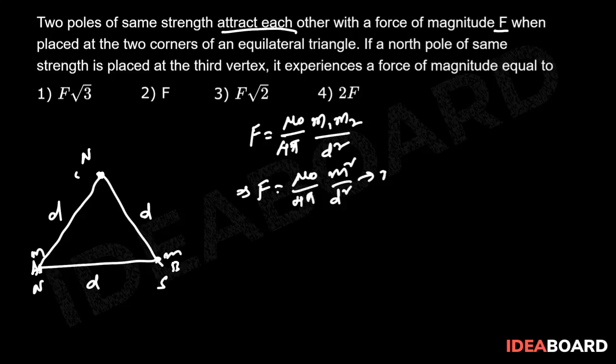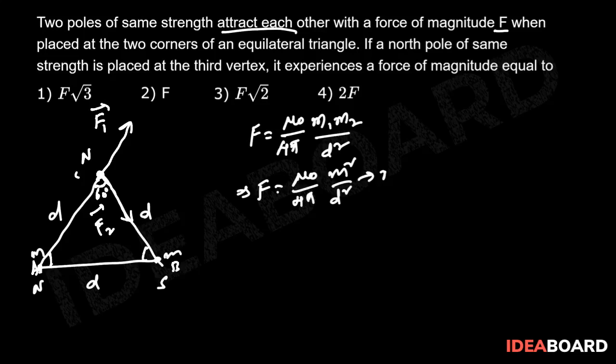That means the force exerted by the north pole at A on the north pole at C is radially outwards, because the north pole at A repels the north pole at C, let it be F1. Next, the force exerted on the north pole at C by the south pole at B: the south pole attracts the north pole, so the direction of force is toward the south pole, F2. The resultant of these two is the force exerted on the north pole placed at the third vertex. These three poles are at the corners of the equilateral triangle.